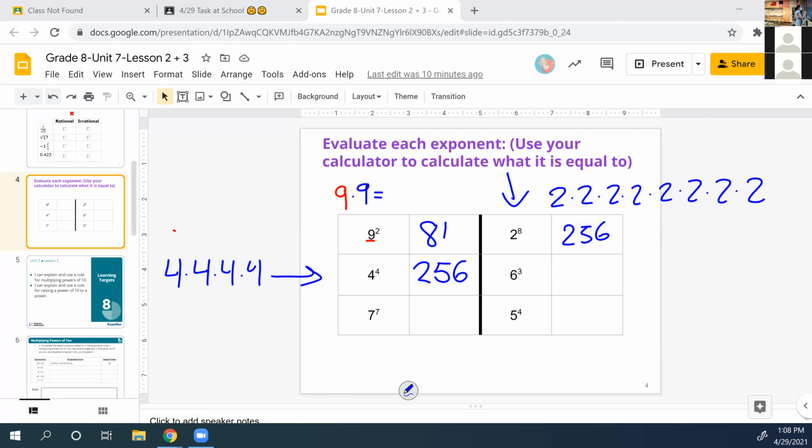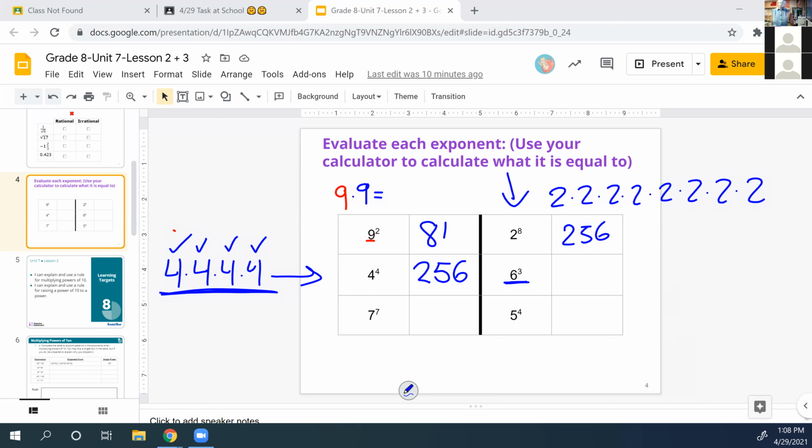So we write it out if you need to. 4 times 4 times 4 times 4. When you multiply them, maybe check them off if you're gonna do them individually. Times 4 times 4 is gonna get me 256. Very nice. Now let's look at this 6 to the 3rd.